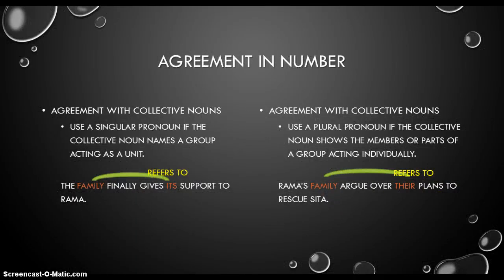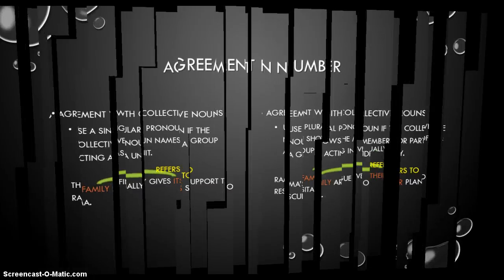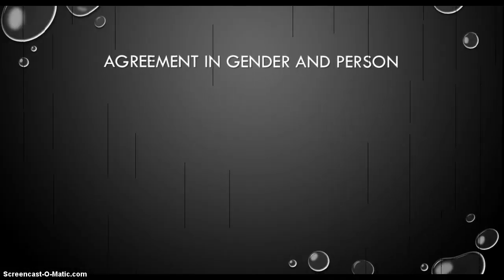Now if you have a collective noun where the group is acting as individuals, then you would use a plural pronoun. And here's an example of that. Rama's family argue over their plans to rescue Sita. Now, here we have the family acting as individuals, so that would be plural, and we would need the plural pronoun their to refer back to family. So we have to have that agreement in number.